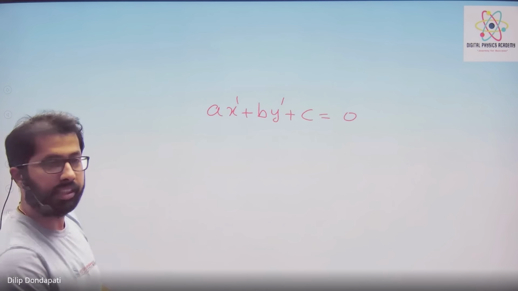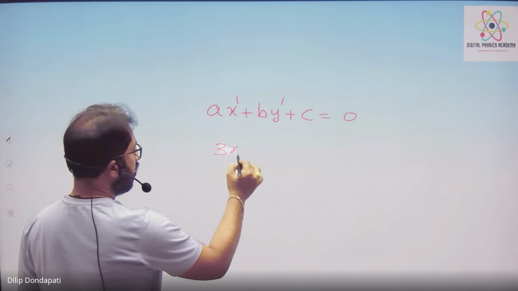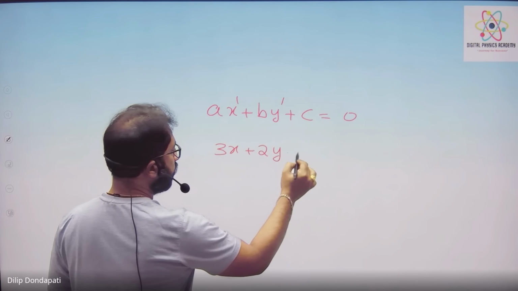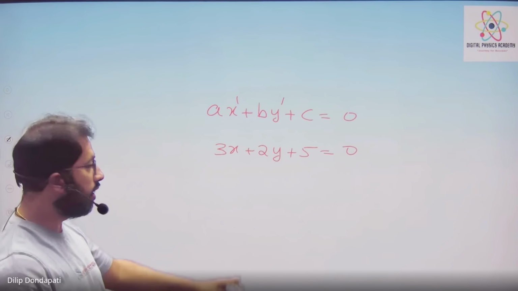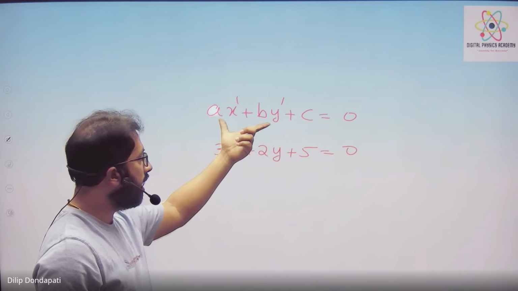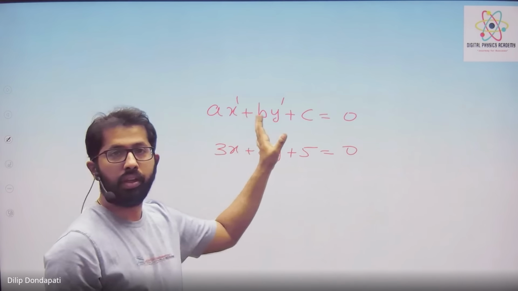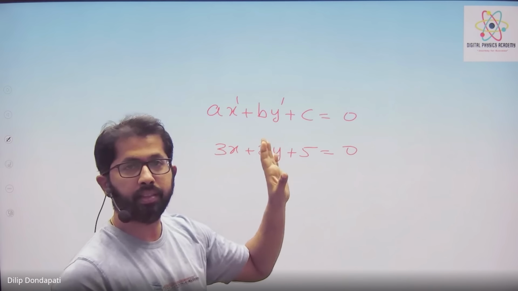Example I gave last class: 3x plus 2y plus 5. This is a linear equation. Degree 1. Always we have to make the equation in this format only: Ax plus by plus c is equal to 0.